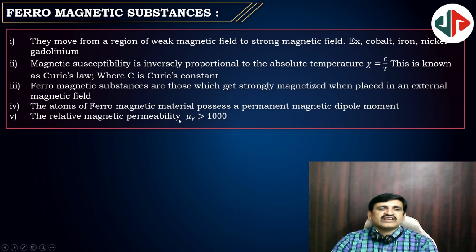Mu r is very high. Relative permeability is high for ferromagnetic substances.